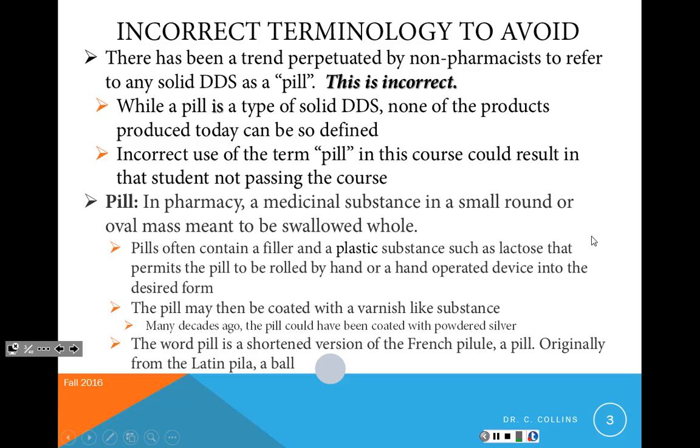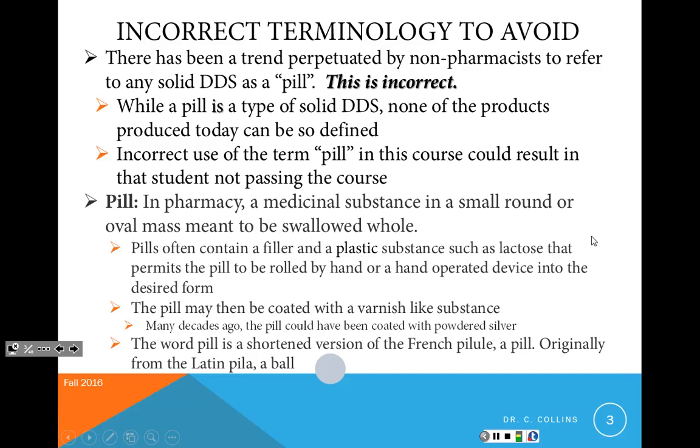What's the difference between a tablet and a capsule? Not round versus oval. A tablet is made by compression. A capsule is inside some kind of gelatin shell. There are actually multiple kinds of capsules, and we'll talk about those.